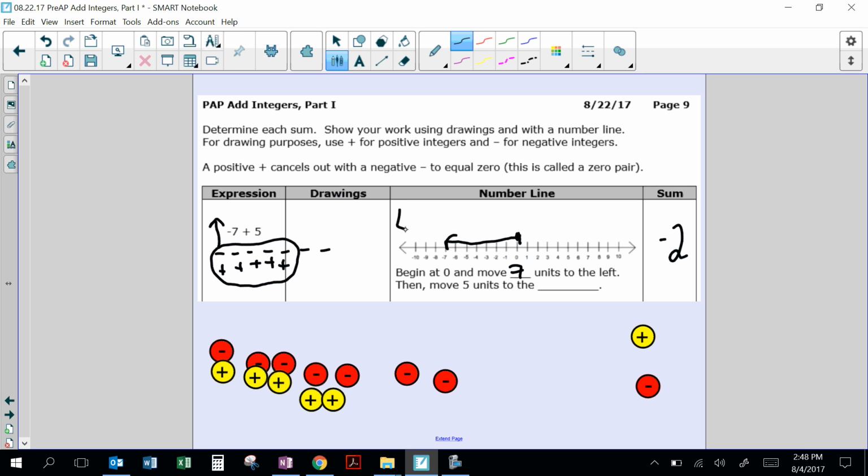Remember, the number line goes from least to greatest. So we know the greater numbers are on the right-hand side, so we're going to go right 5. 1, 2, 3, 4, 5. And we stopped at what number right here? Negative 2. So we begin at 0, and you move 7 units to the left, and then move 5 units to the right. So it's equal to negative 2.